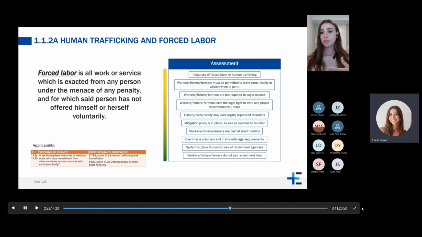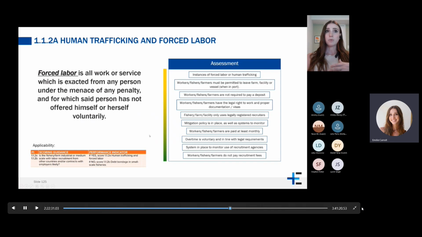And so in a small scale fishery with owner operator vessels, this is a much lower risk area. And the next indicator, 112B, is actually more appropriate for small scale fisheries. And so I'll talk about that in a second.